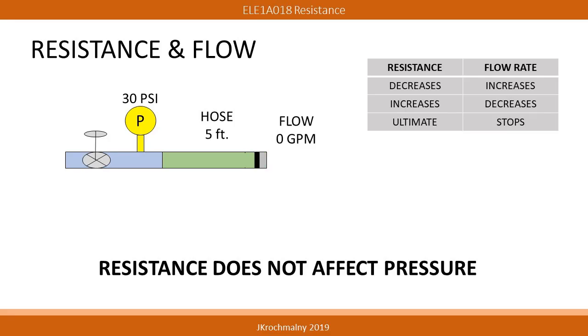If we increase resistance to an ultimate value, for example, a plug being placed into the pipe, this ultimate resistance stops the flow of the fluid.